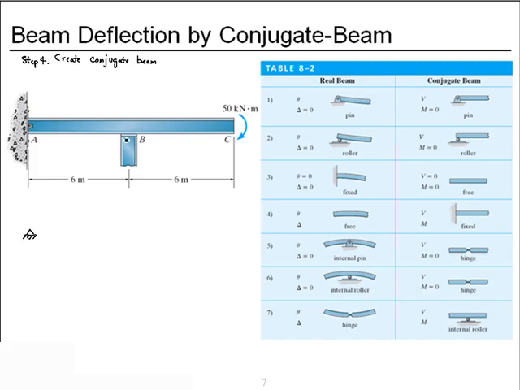We then have an internal support, internal meaning not at the far ends of the beam, at B. So an internal roller will be modeled in the conjugate beam as a hinge. So we have a hinge at B. And then the free end at C. A free end in a real beam is modeled as fixed in the conjugate beam.